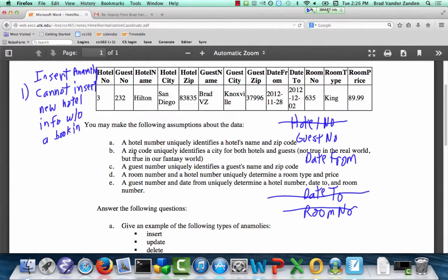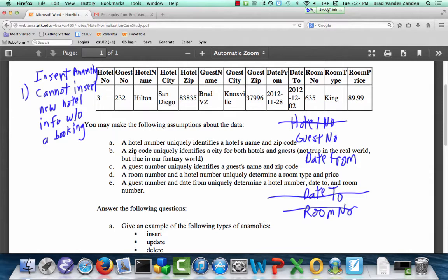And the same thing goes for a room. If we add a new room for some reason, I can't add information about a room, or if I have a new guest, but they haven't booked something yet, maybe they just joined our rewards program, I can't add them to the relation without having a booking from that guest. So there's three types of information: information about a hotel, information about a new room, and information about a new guest, all of which I cannot insert into this relation unless I have a booking. And that's considered an insert anomaly.